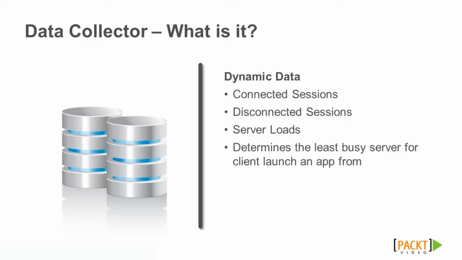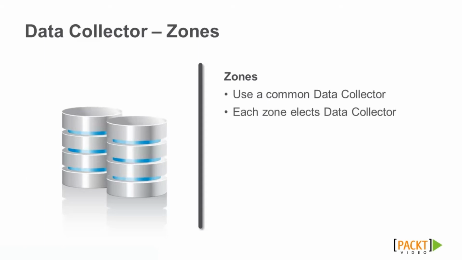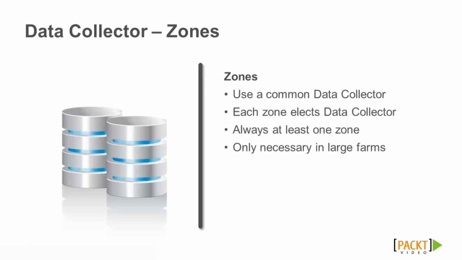The data collector is installed automatically on the first server in the XenApp farm. A zone is a grouping of XenApp servers that communicate with a common data collector. In large farms with multiple zones, each zone has a server designated as its data collector. The data collector maintains all load and session information for the servers in its zone. All farms have at least one, and the fewest number of zones is the best way to implement them. Multiple zones are necessary only in large farms that span across wide area network.